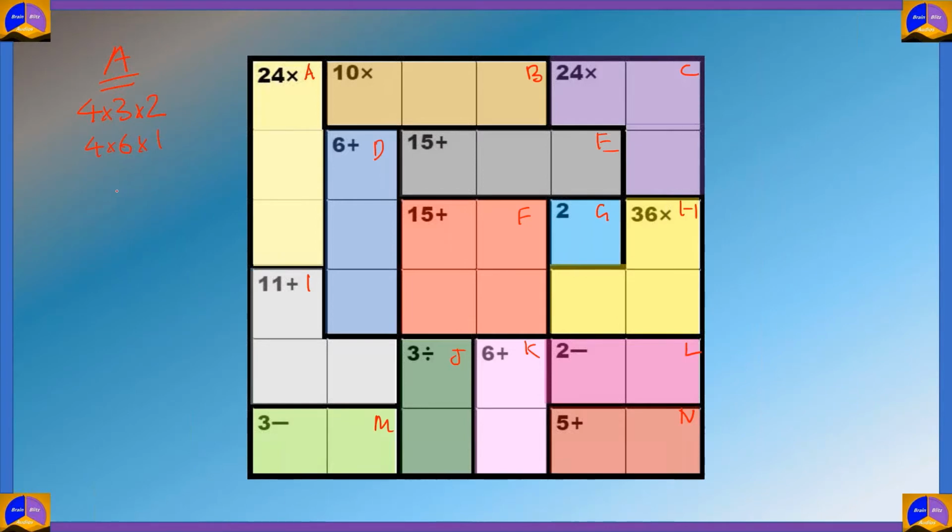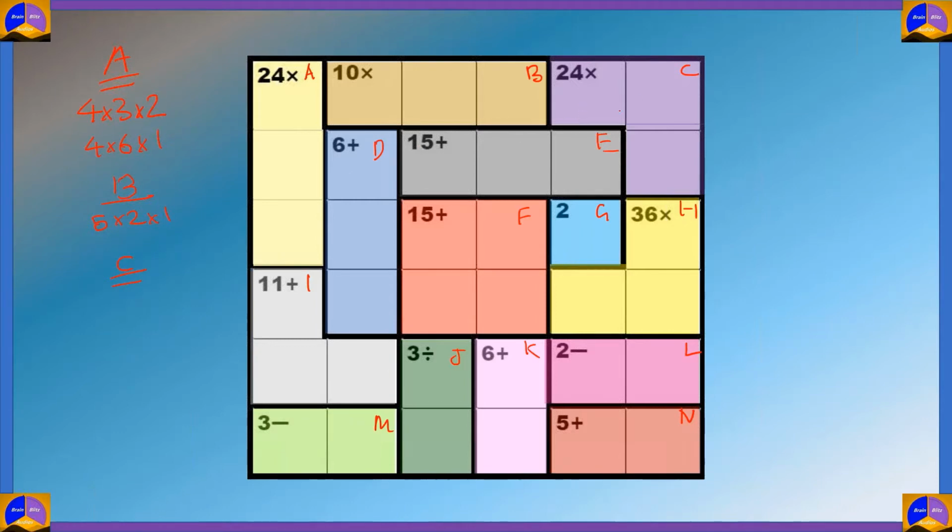Now, let's look at cage B. In this cage, there are 3 cells and the operation is multiplication. After multiplying, our result must be 10. So, the options are 5 times 2 times 1. That's the only option. Let's go into cage C.